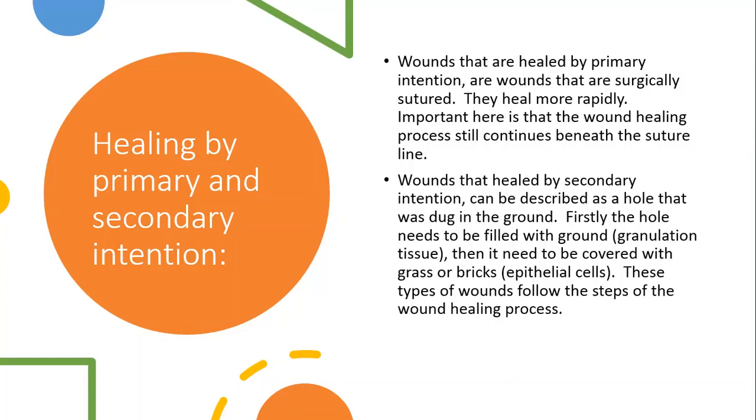If we look at secondary intention, this is the wounds that we obtain that we can't suture. So what we need to do, if you can maybe picture someone digging a hole in the ground, that represents the wound. We need to fill the hole with ground, and then we need to cover it with a top part or a lid. So this is secondary intention.